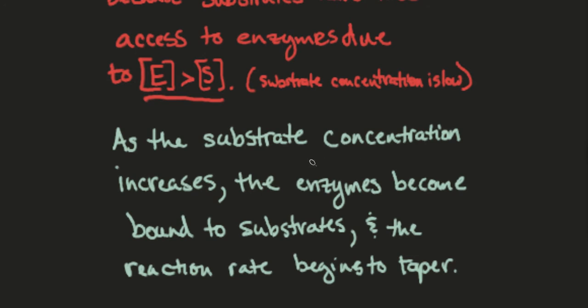And then as the substrate concentration increases, the enzymes become bound. So what has to happen is substrates have to wait for an enzyme to free up. So that's why the reaction starts to slow down or taper off.